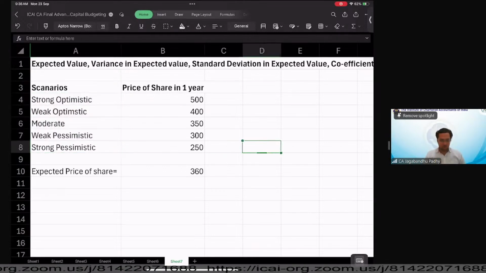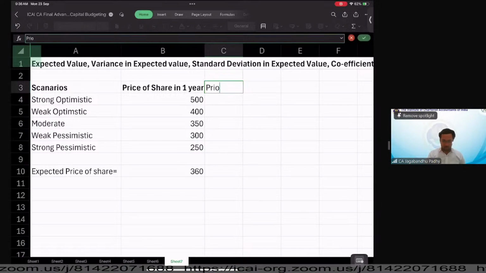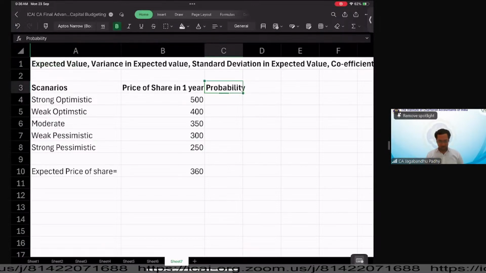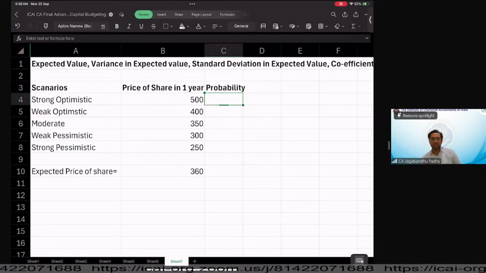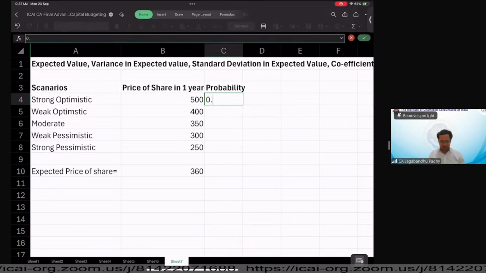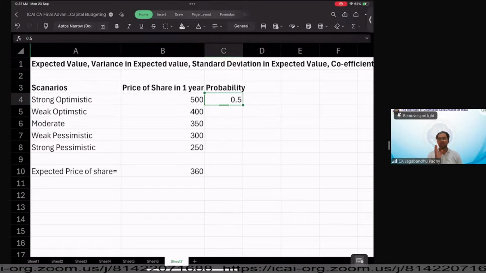Correct? So we are going to assign probabilities. We will say we are very much strong optimistic. We are biased towards strong optimistic. We find that as per the market expectation, the share prices are more skewed or inclined towards the optimistic side. So I say we have a 50% confidence that we will have a strong optimistic scenario next year.